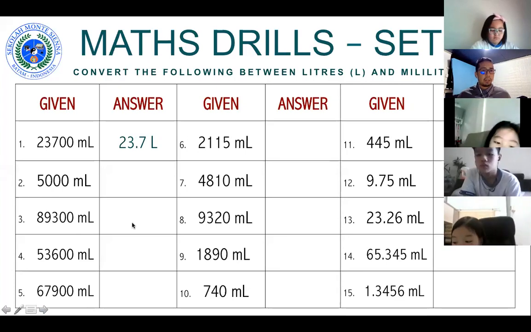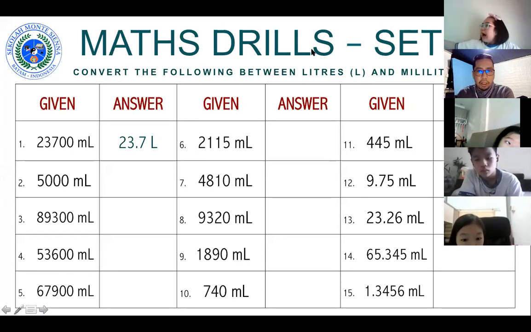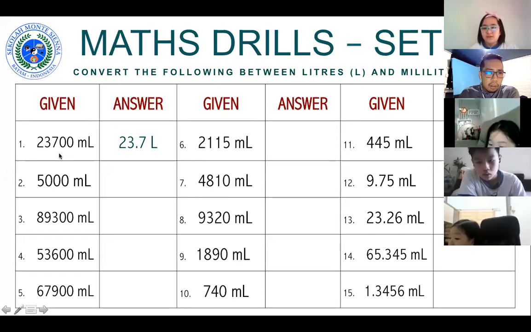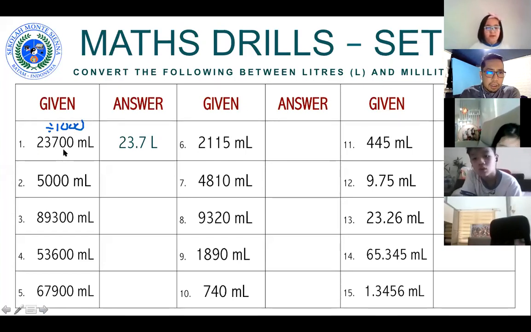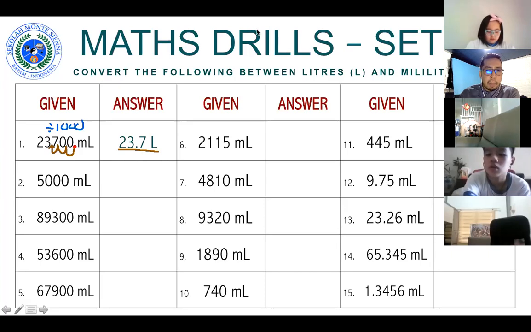This time, milliliters to liters. You look at the trick, I will show it to you. There are two ways how to do it, right? Either divide the number by thousand or just push in this decimal point here. We have an imaginary decimal point. Just push it inside: 1, jump 2, then jump 3. So the answer is 23.7 liters.